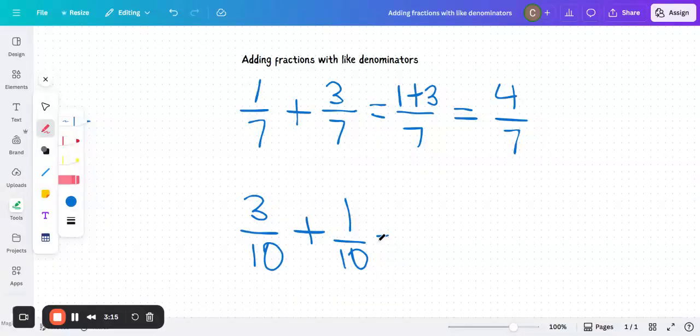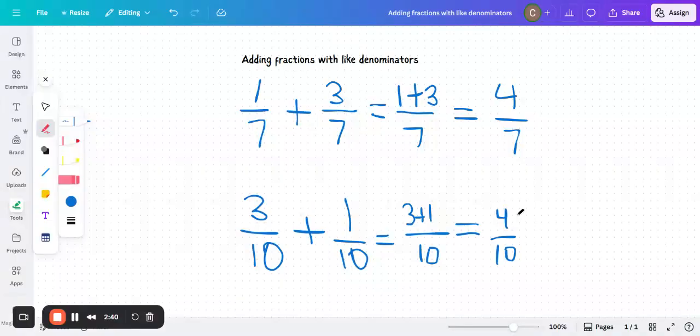Okay, so this one, I'm going to do the same thing. I put my equal sign, and I can see that my denominator is going to stay the same. And so I'm going to have 10. And then I'm going to go ahead and add my numerator. So I'm going to have 3 plus 1. And I'm again going to get 4 for my numerator. And my denominator is going to be 10.